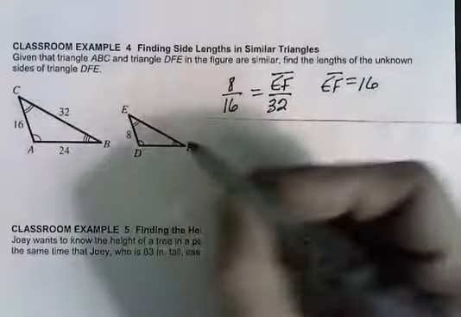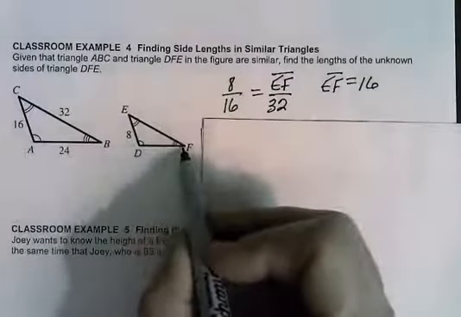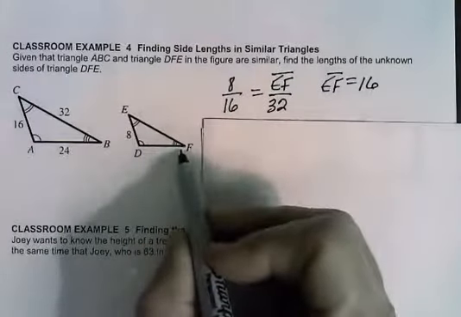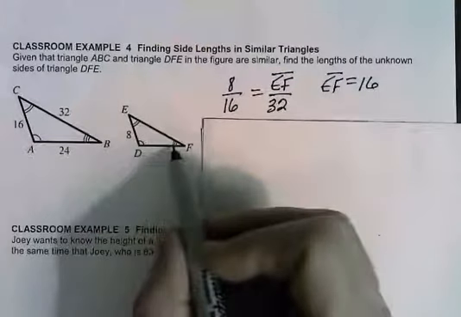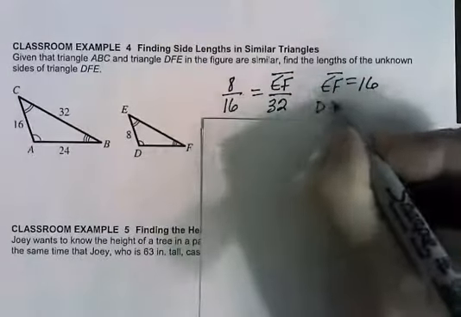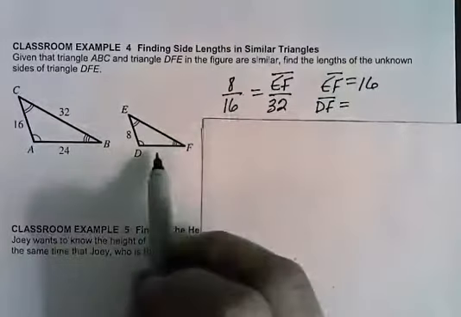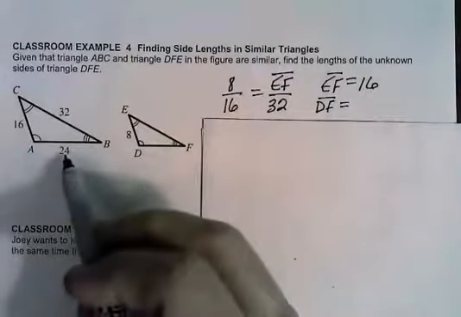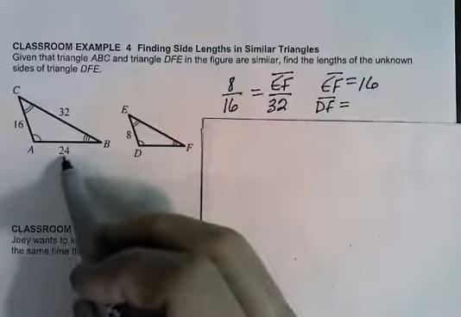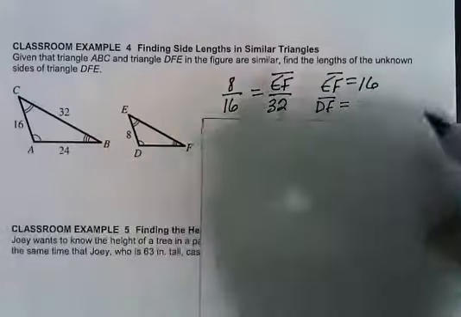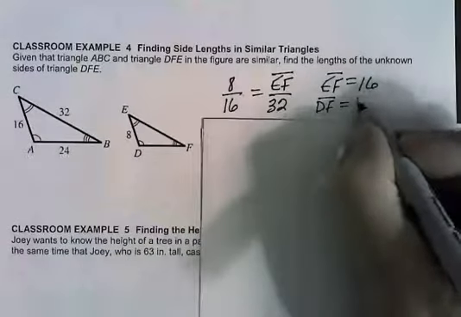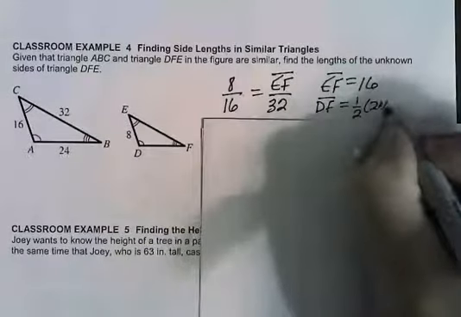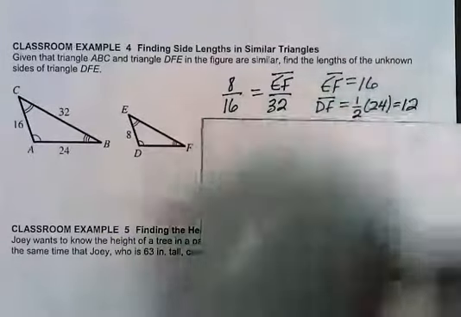And then we could also use that idea to find the length of this other side in our smaller triangle. Side DF, what we just found out is that this would have to be half as long as its corresponding side in the bigger triangle. Since this side is 24, then this would have to be 1/2 of 24, which would be 12.